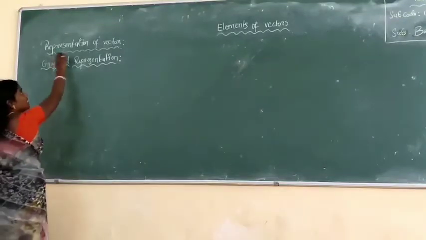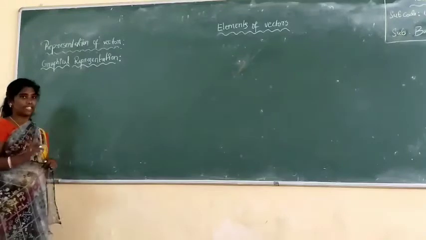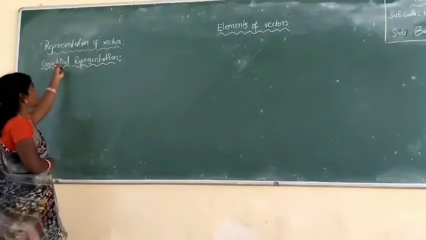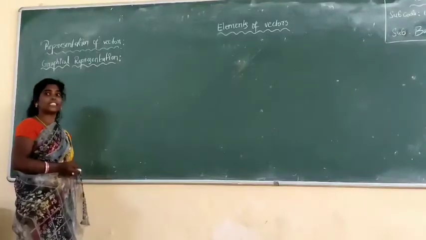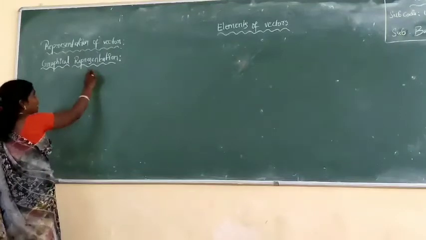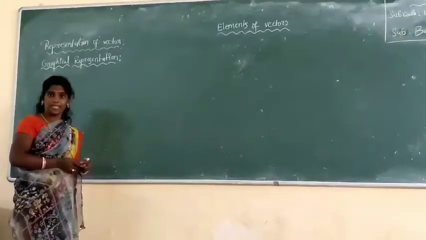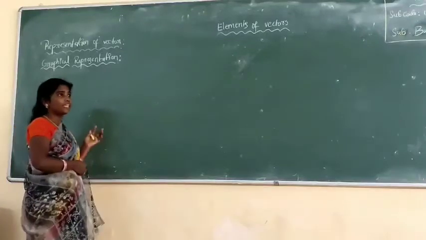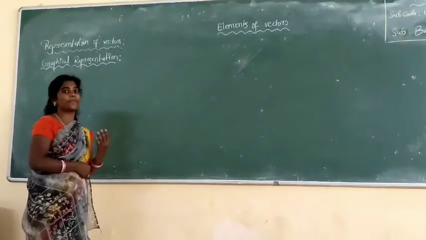Today's topic is representation of vectors. Representation of vectors has two types. The first one is the graphical representation. How do we represent a vector graphically?